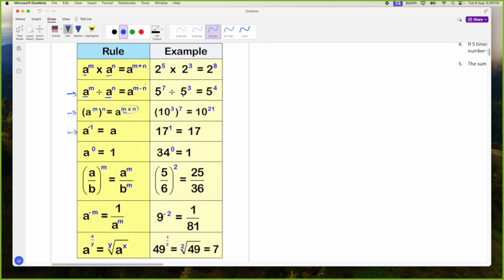Anything to the power of 1 is itself. So you are supposed to know that if you see x, that means x to the power of 1. Even if you see the number 17, that means 17 to the power of 1, right? You can see here that anything to the power of 0 is 1. I don't care what it is. If it's to the power of 0, 1 is what it is.